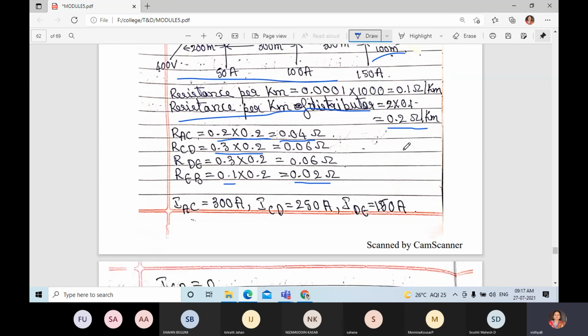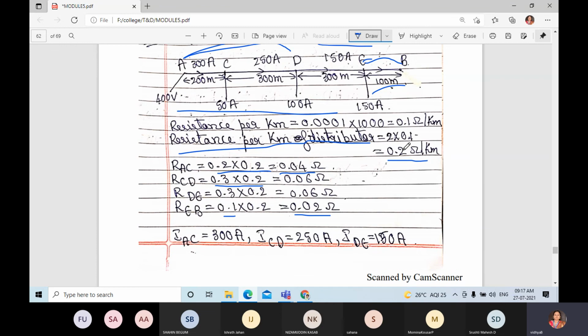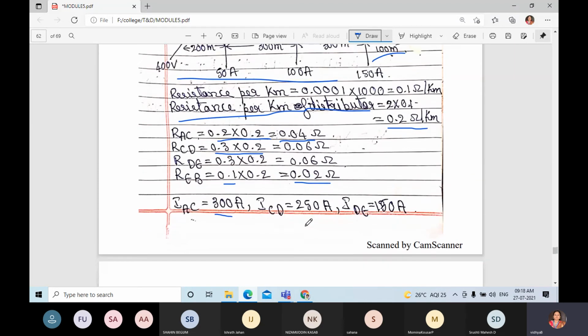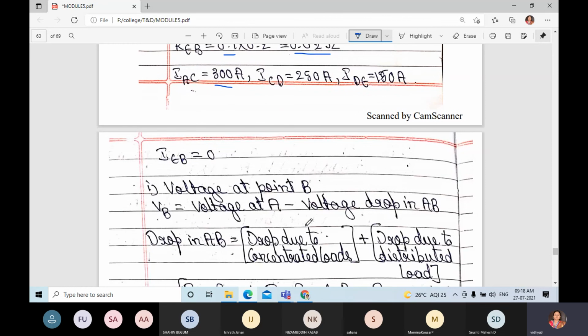IAC, ICD, IDE. What about the currents here? IAC is equal to 300 amps. ICD is equal to 250. How we got here? 50 plus 100 plus 150, how much you'll get? 300 amps. 300 minus 50, 250. Again 250 minus 100, you will get 150. Like that they have written here. Current IEB is equal to 0.